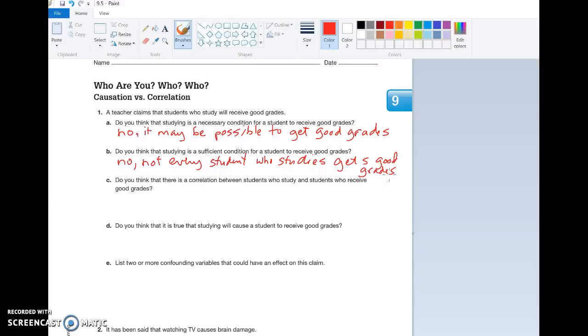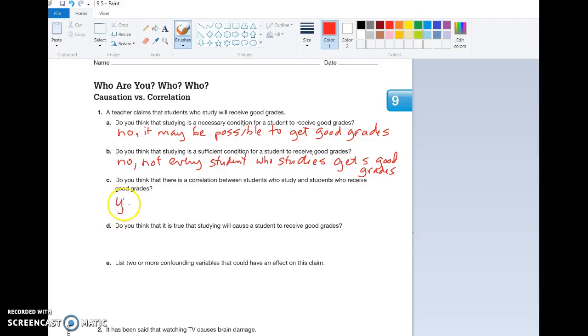Now, do you think that there is a correlation between students who study and students who receive good grades? Meaning, do you think there's a relationship? Do you think there's a pattern? Is there a trend that when a student studies, it's more likely that they'll receive good grades?